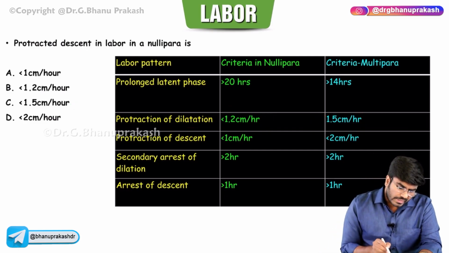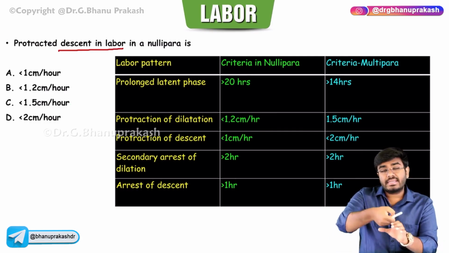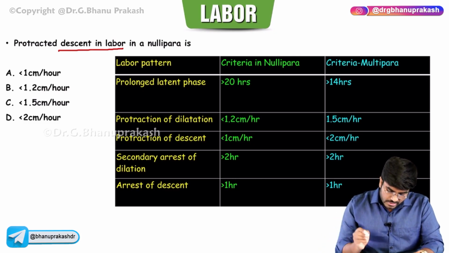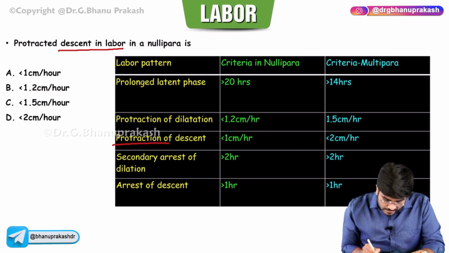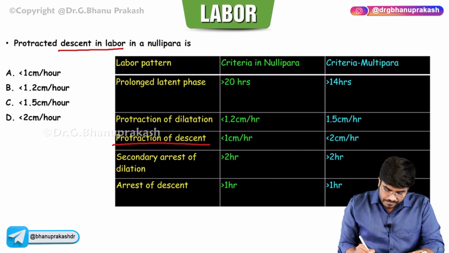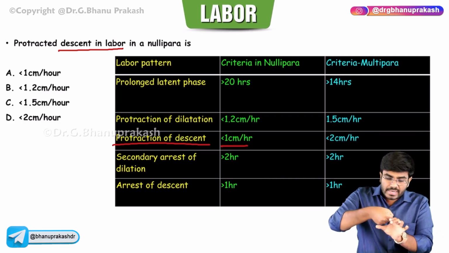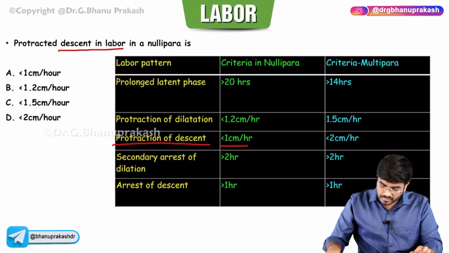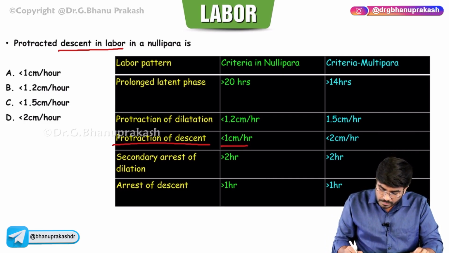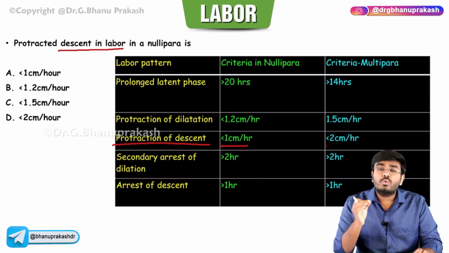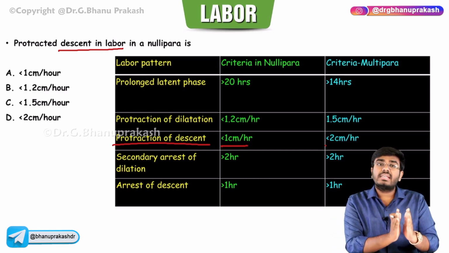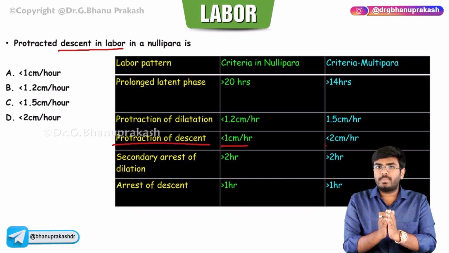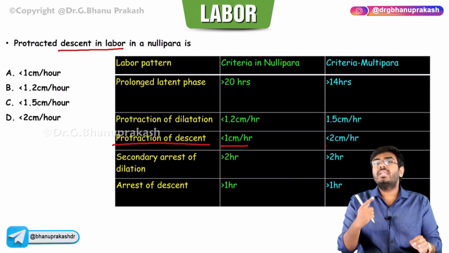Now see, protracted descent in labor, descent of the fetal head. Protracted descent in labor, this part of the table. Actually, in a nullipara, the fetal head should be descending at least 1 centimeter per hour. And in a multipara female, the descent of the fetal head should be at least 2 centimeter per hour. At least 1 centimeter per hour in a nullipara woman, at least 2 centimeter per hour descent in a multipara woman.